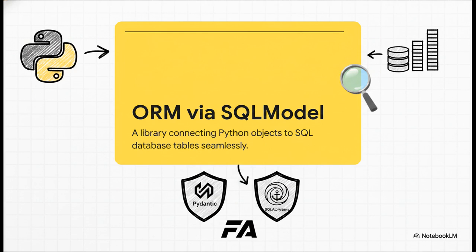SQL Model is this brilliant library that seamlessly connects Python objects to SQL database tables. It combines the data validation power of Pydantic with the hardcore database interaction strength of SQL Alchemy. This makes database interactions in frameworks like FastAPI incredibly smooth and completely type-safe.